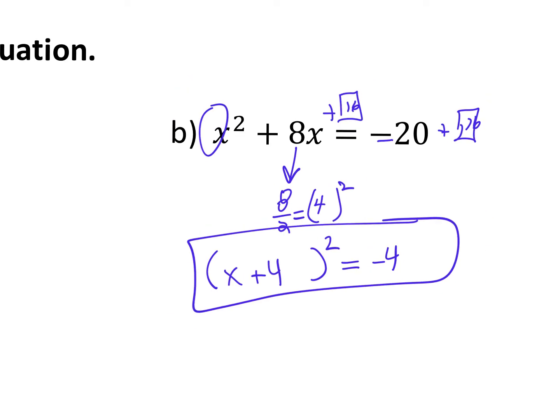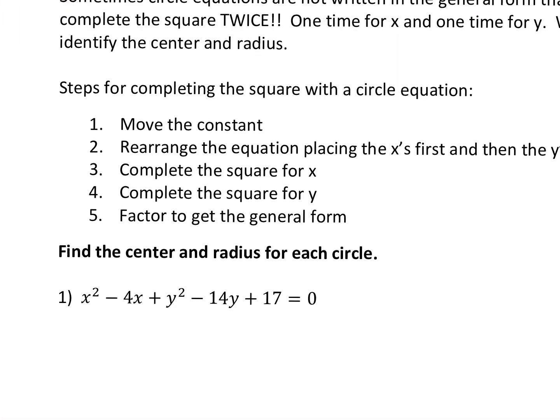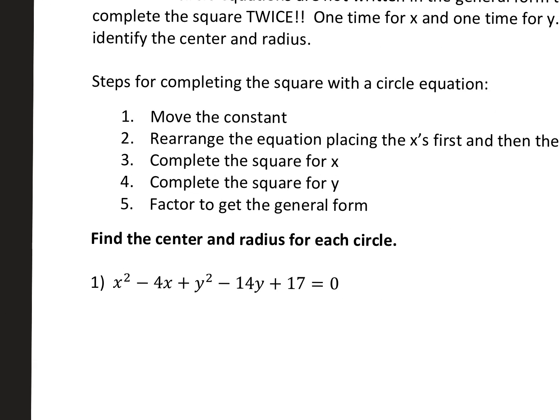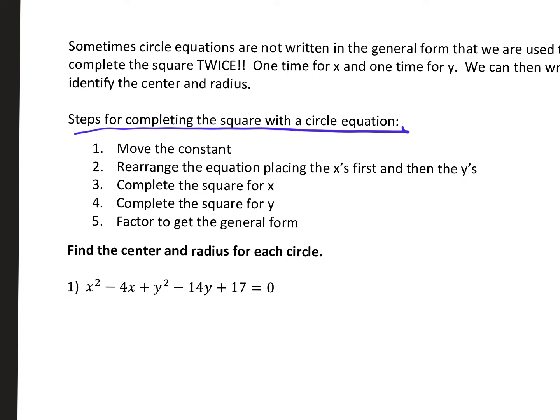So what we're going to do now is take an equation like this, and you're going to be able to tell me the center and the radius for the circle by completing the square. If you notice here, it says steps for completing the square with a circle equation. You're going to move the constant over, which we already did. Rearrange the x's and the y's so they're together. You're going to complete the square of the x, complete the square of the y.